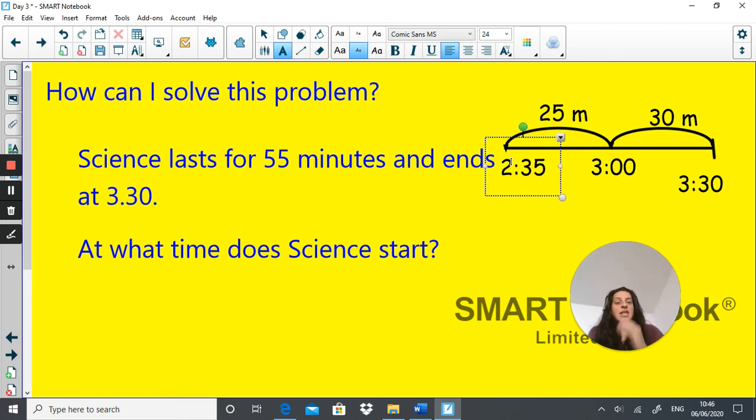To 2:35. So to check that, I would add 25 minutes to 2:35, which takes me to 3 o'clock. 3 o'clock add 30 minutes is 3:30. These two added together is 55 minutes. So this requires you now to work backwards and calculate it. So if you got that right, good job.